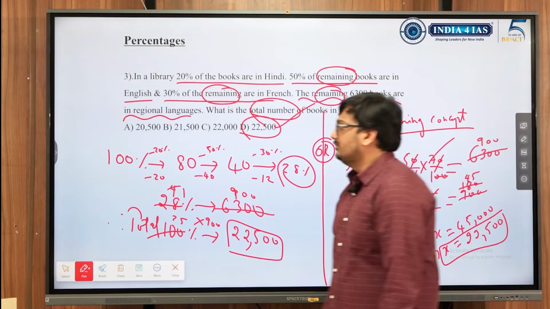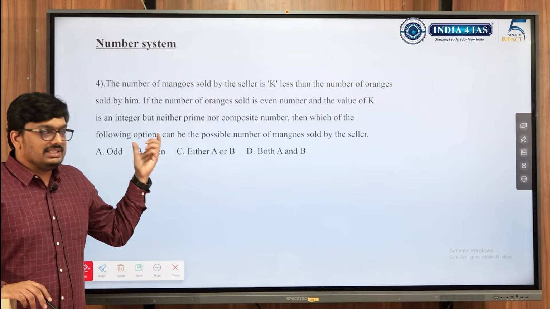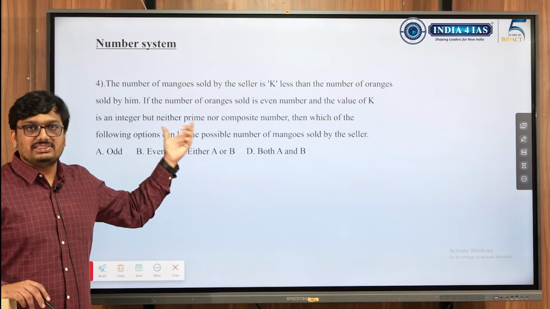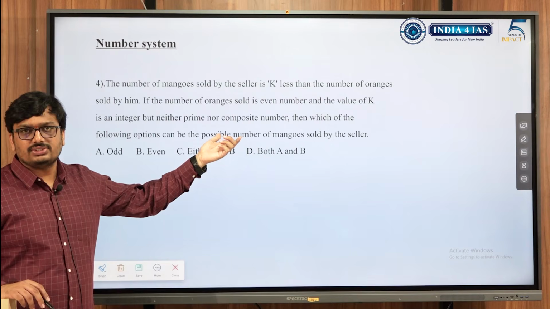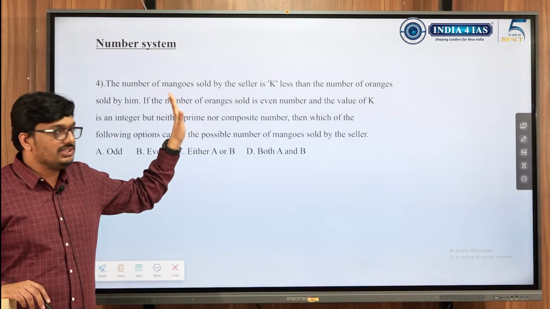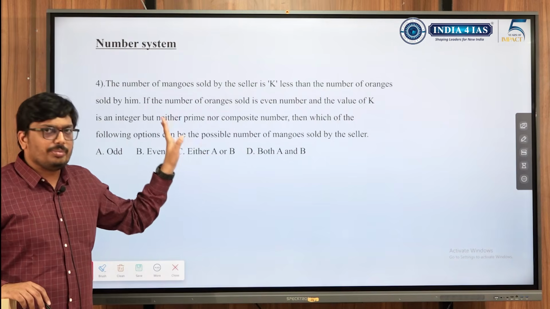Okay, next question. One question related to number system. This year in 2025, they have asked 26 questions in number system. Every year they were asking 15 to 18 questions. So number system is a major portion. We will take a maximum of 15 to 18 hours. Here so many types are there.